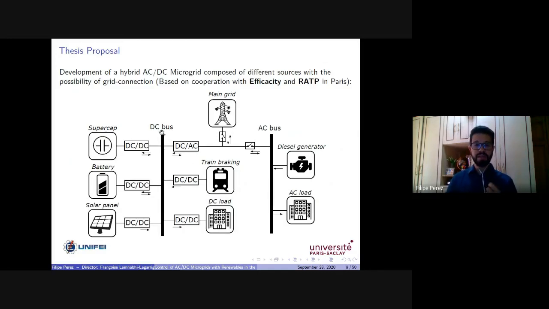The connection between the DC bus and the AC bus is made via a voltage source converter, where we can connect to a main grid, which is a strong grid modeled as an infinite bus. And we can also have a weak grid, which is given by a diesel generator and an AC load. So here, the DC side of the microgrid must provide ancillary services to improve the stability of the AC bus.